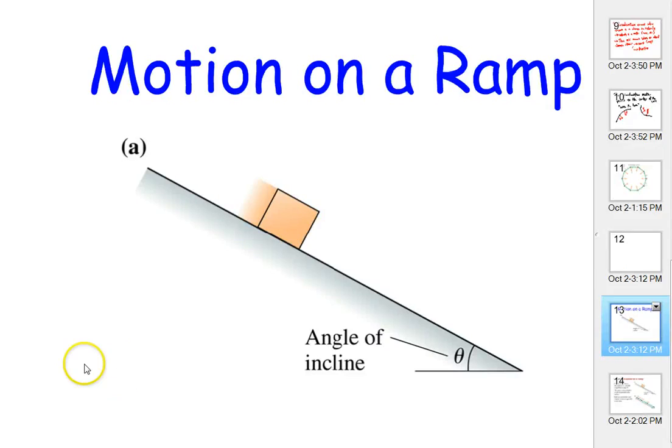Alright, so today we're going to be talking about motion on a ramp, an object sliding down a ramp. It could be sliding down a ramp to the right, or if the ramp was going down and to the left, then it would be moving down to the left. We're going to focus on the situation where the object is moving down to the right. And the ramp itself will be defined by angle theta, where theta is between the ramp itself and the horizontal.